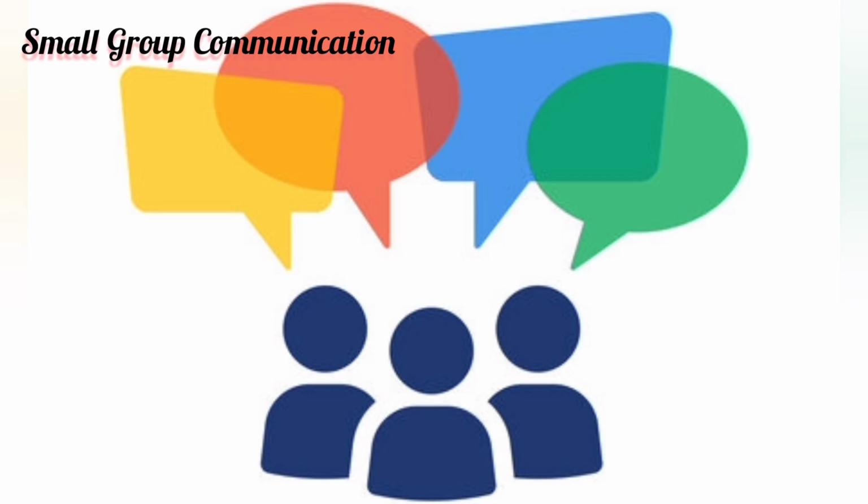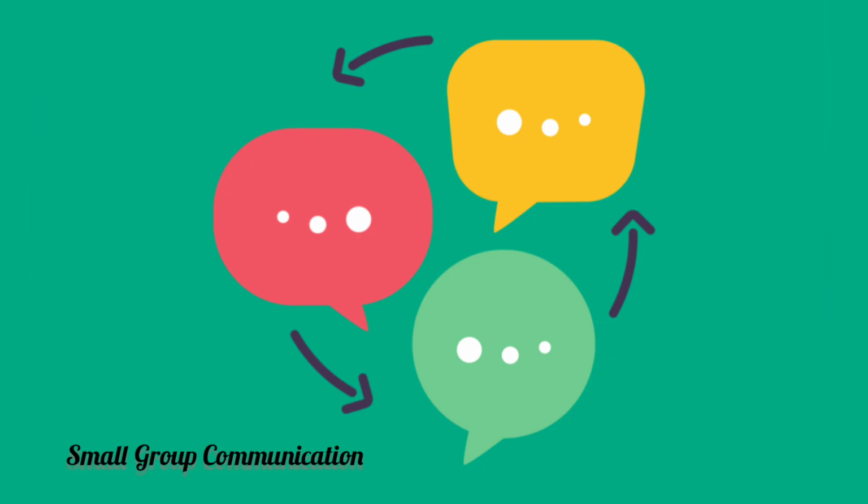And the next kind is small group communication. It involves interactions among 3 to 12 people, fostering a collaborative environment that encourages active participation and feedback. What are the characteristics of small group communication? Small groups promote a sense of closeness and familiarity among members.